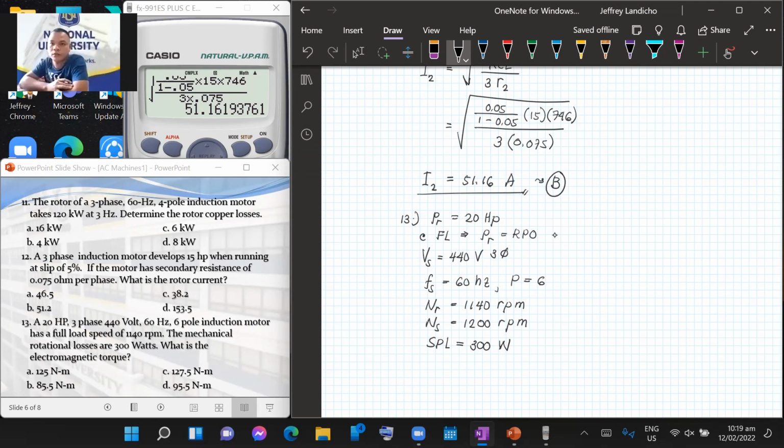So dito kay induction motor, magka-separate, no? Hindi sinama kay SPL yung iron losses, no? SIL ang tawag nila dito. Pero diyan, si SPL, that is only the stray load loss, or that is the mechanical rotational losses, which is the friction and windage. So what is the electromagnetic torque? Of one, that is electromagnetic torque. Pag sinabing electromagnetic torque, it is just simply referring to torque developed.